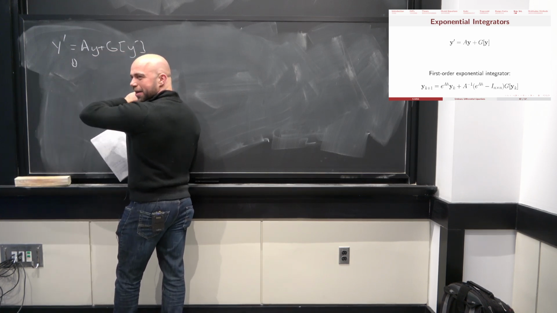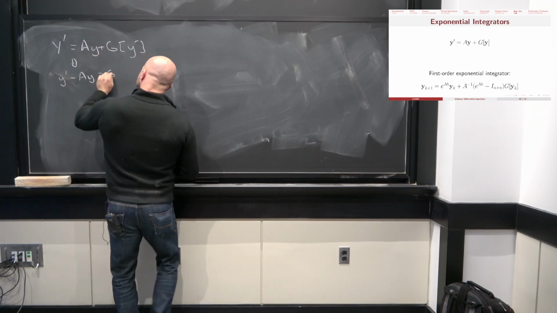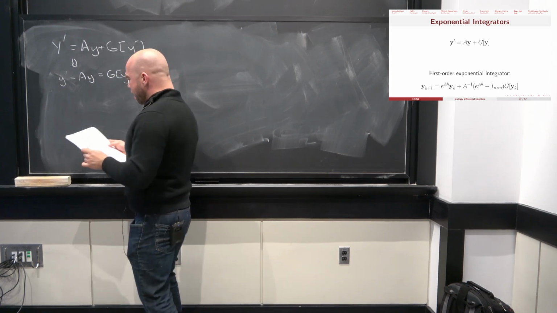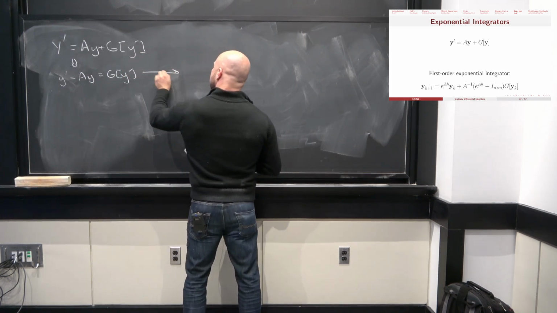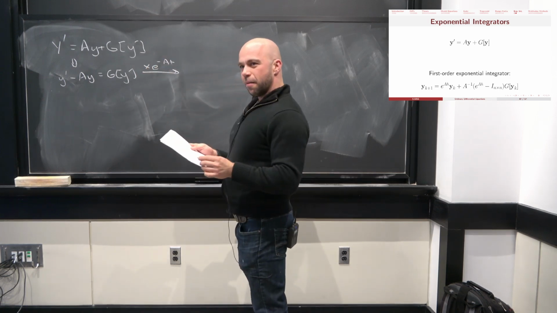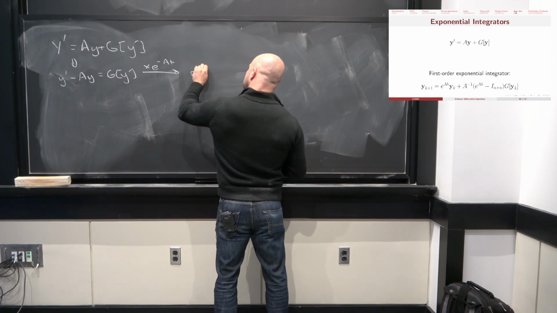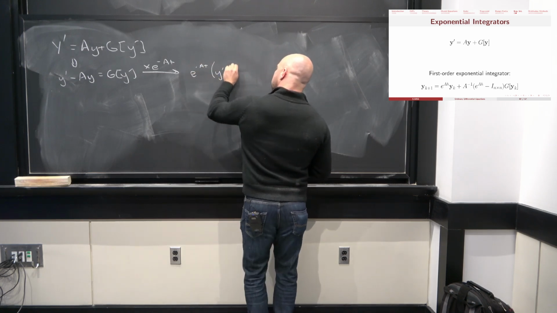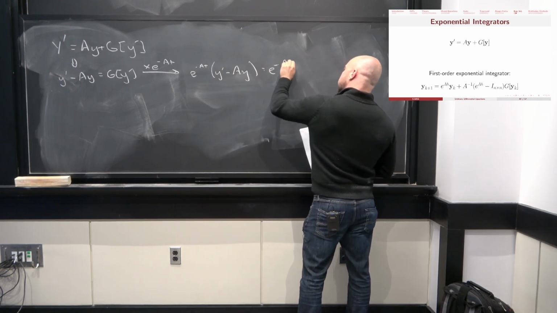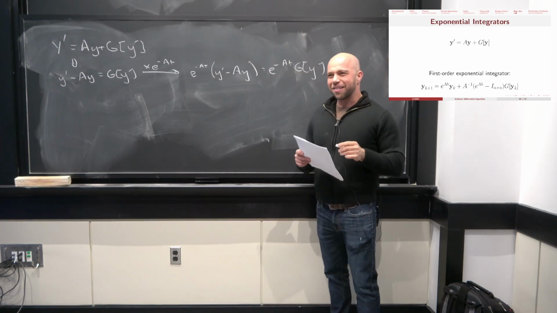because that's the part of the problem that we don't know anything about. So this is the same as y prime minus ay is equal to g of y. Okay? And now, here's what I'm going to do. I'm going to multiply both sides by e to the minus at. Okay? So, what is this? This is e to the minus at times y prime minus ay is equal to e to the minus at times g of y. Hopefully we all agree that this is true.